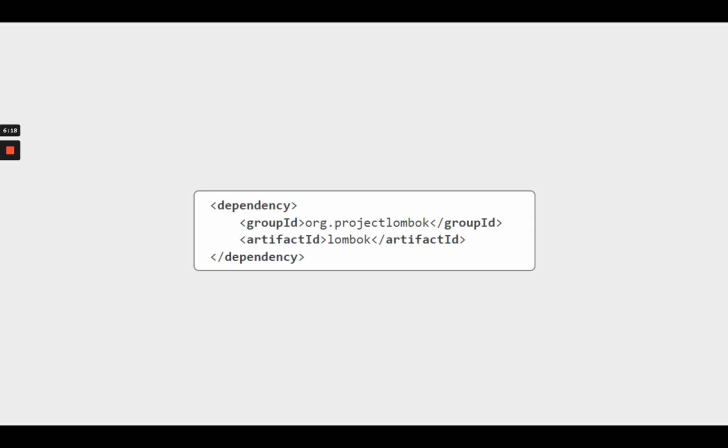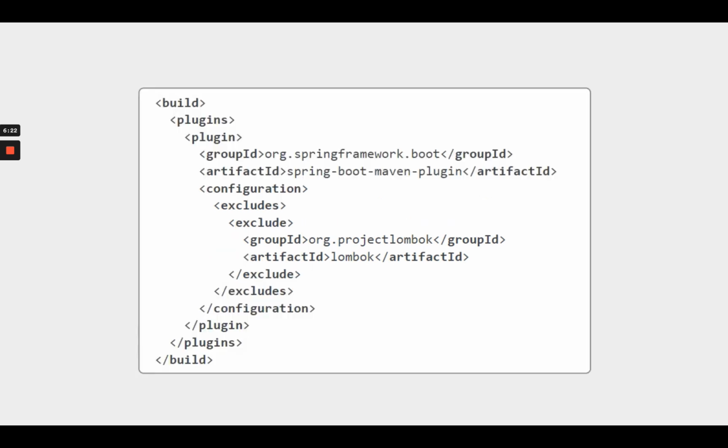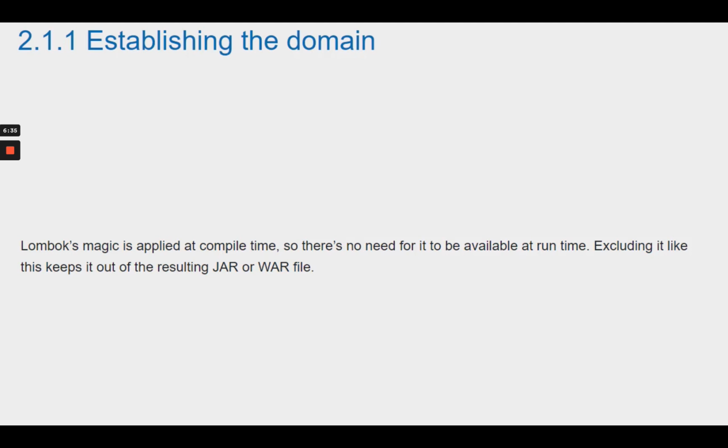Alternatively, you can manually add it with the following entry in pom.xml. If you decide to manually add Lombok to your build, you'll also want to exclude it from the Spring Boot Maven plugin in the build section of the pom.xml file. Lombok's magic is applied at compile time, so there's no need for it to be available at runtime. Excluding it like this keeps it out of the resulting JAR or WAR file.